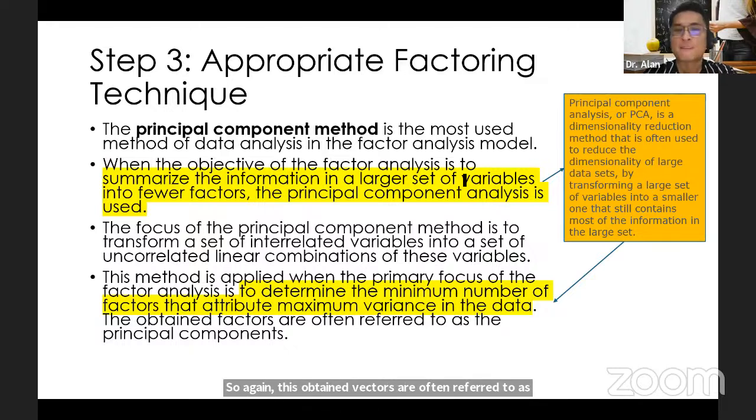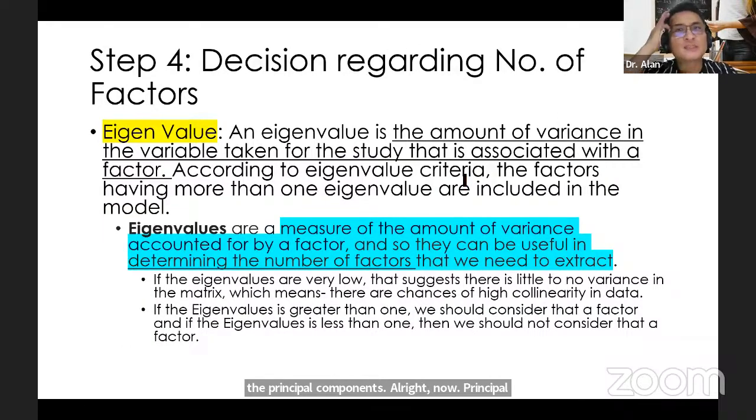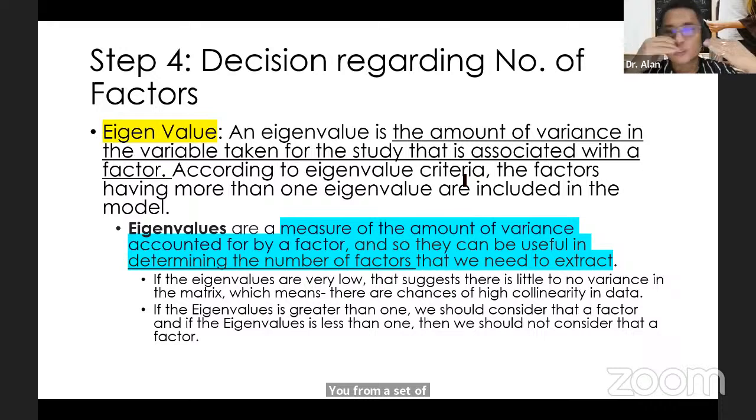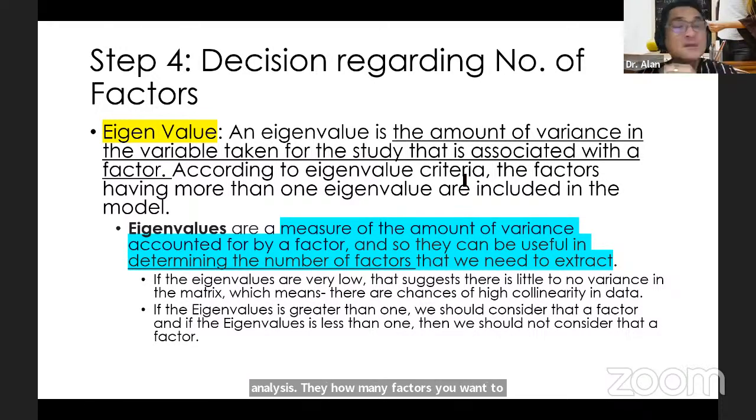All right. Now, the next one is a decision regarding the number of factors. From a set of data, when you move into factor analysis, how many factors do you want to get? This is another question. We as researchers, especially doctorate students, should be able to predict, I don't say determine, I say predict, how many factors you are going to get from this set of data.